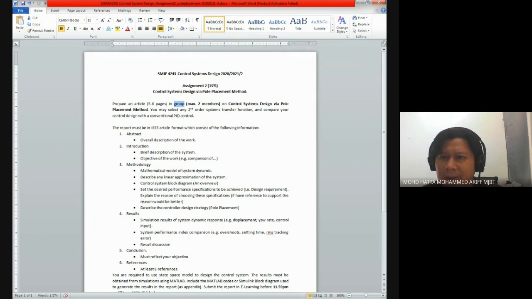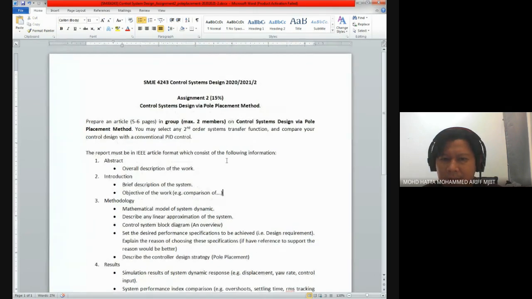The thing that I would like to highlight over here is that, okay, maybe I will later on repair this one, this is not applicable. I only need you to prepare a 5 to 6 pages article, but believe me, it's not that easy. You may select any second order system transfer function. The system transfer function you decide by yourself.